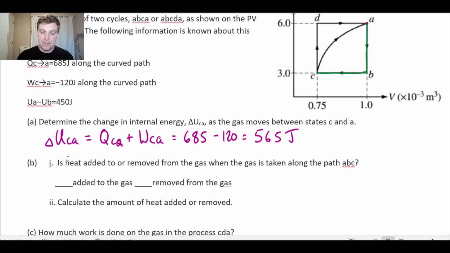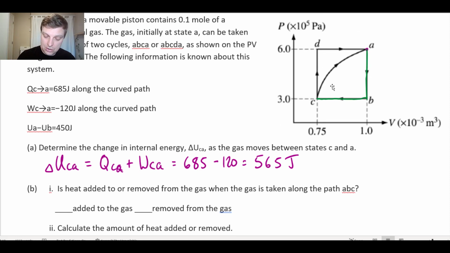As I go from A to B, there is no work being done, right? Because the volume doesn't change, so the work AB is going to be 0. But I'm changing my state. I'm dropping from A down to B. So I'm keeping my volume constant, but I'm decreasing the pressure, which means the internal energy must be decreasing, which means heat must be flowing out. So QAB must be some negative. I'm not going to calculate the number yet, but it must be some negative amount.